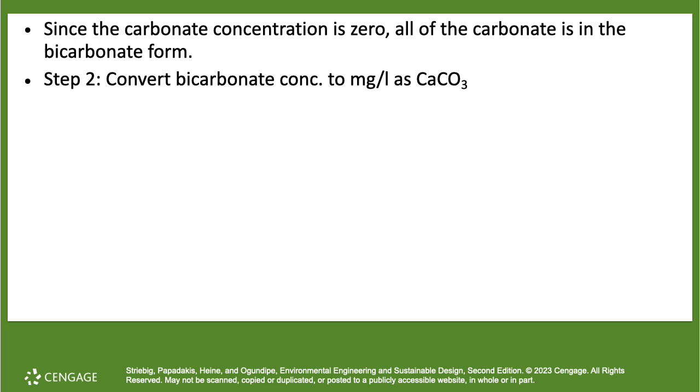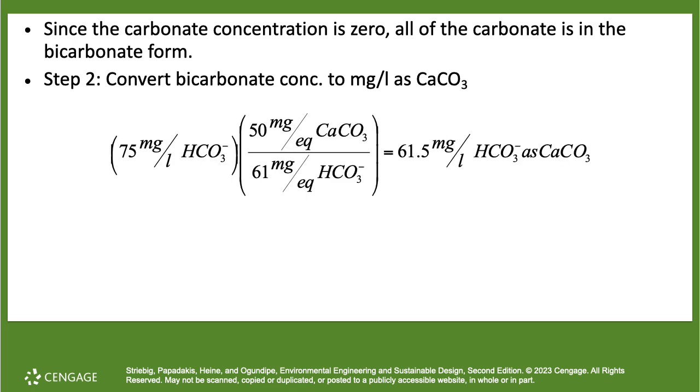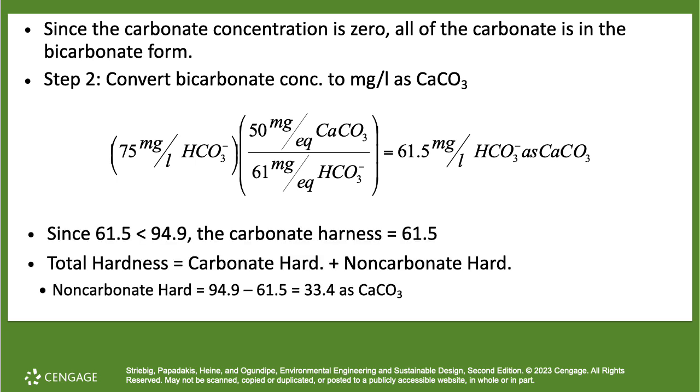Next, we'll convert the carbonate hardness. We had 75 milligrams per liter of the bicarbonate ion. We multiply by the ratio of the molecular weights. Notice in this case, since the bicarbonate ion, HCO3, only has a charge of -1, we have the same milligrams per equivalent as its molecular weight. In this case, yielding an equivalent production of calcium carbonate of 61.5 milligrams per liter.